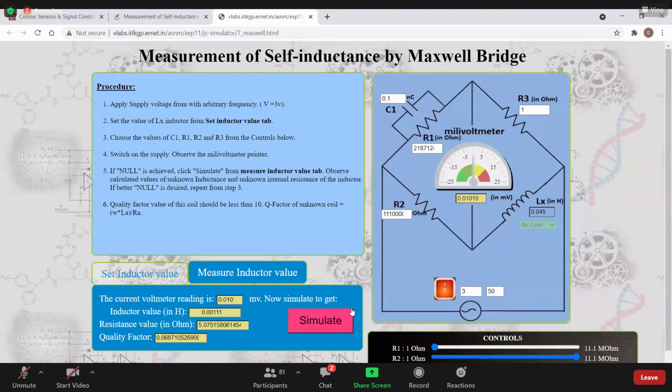So here you should get at least 0.044 or 0.043 because you are using a 0.045 inductor. So why are you not getting it? Because your voltmeter reading is not 0, it is 0.01. Try to get at least 3 zeros after the decimal point. Okay, sir.